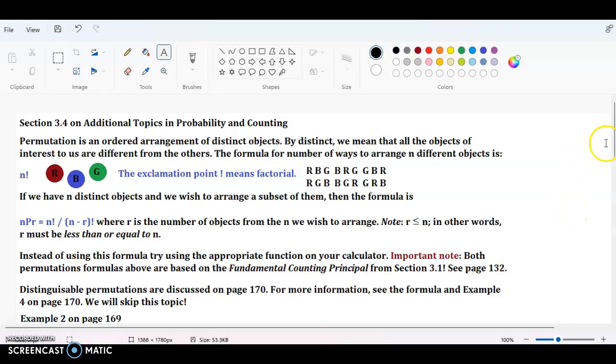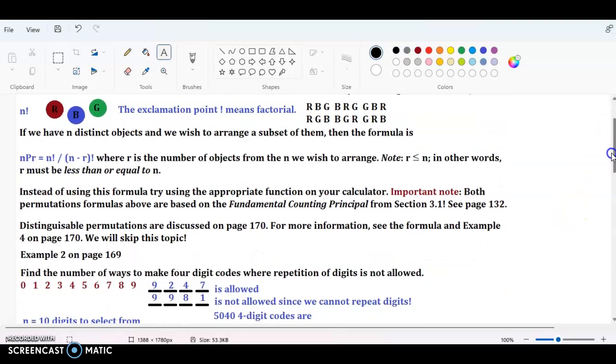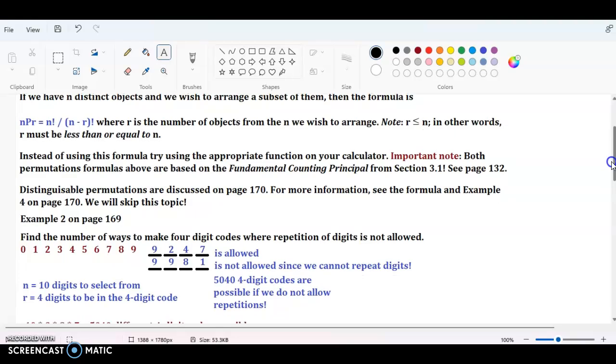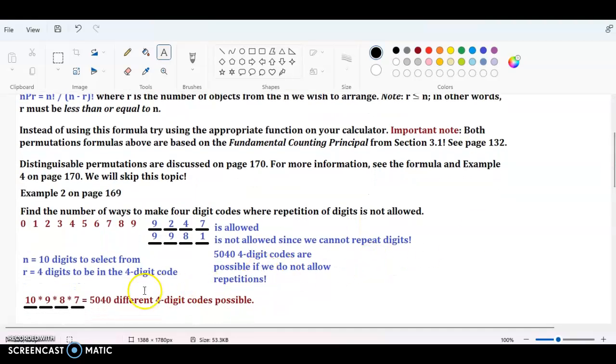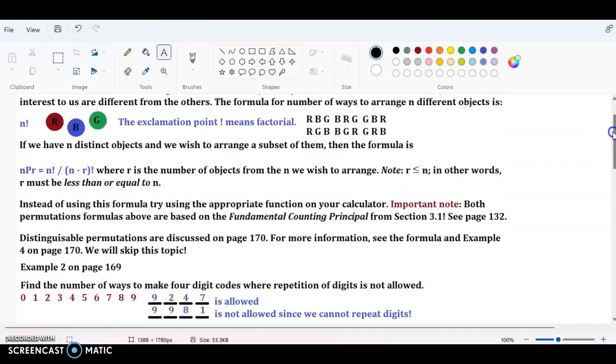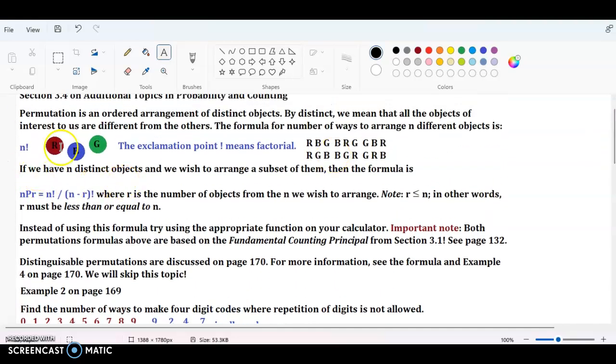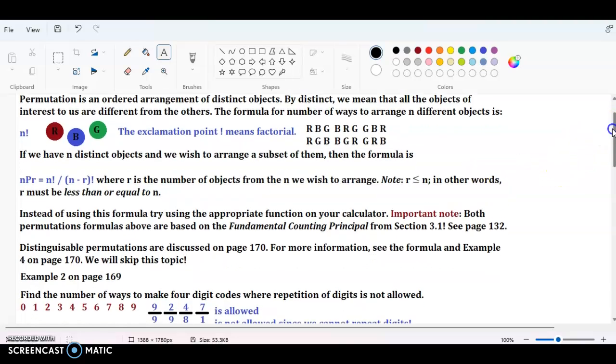So in the previous video I also showed you that you can use the fundamental counting principle from section 3.1 to solve this problem. So in theory, you can actually solve the problem in both ways, either using the permutations formula or the fundamental counting principle. So it's important to understand the connection between the permutations formulas that we discussed in the previous video and the fundamental counting principle from section 3.1.